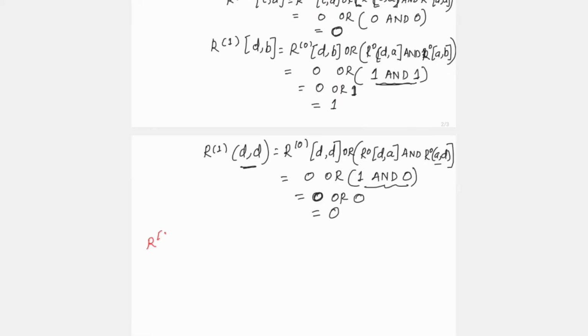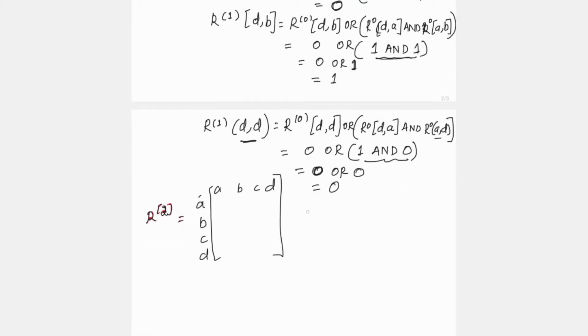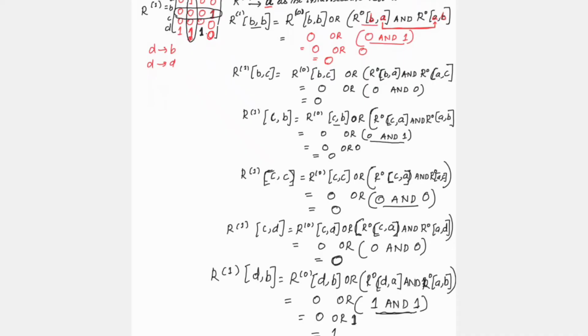So once we compute R1, now we should compute R2. To compute R2, you are taking B as the intermediate vertex. So when you take B as the intermediate vertex, whatever are the elements pertaining to B, that means the second column of R1 and the second row of R1 pertaining to B, those values you should not disturb, keep it as it is in R2.